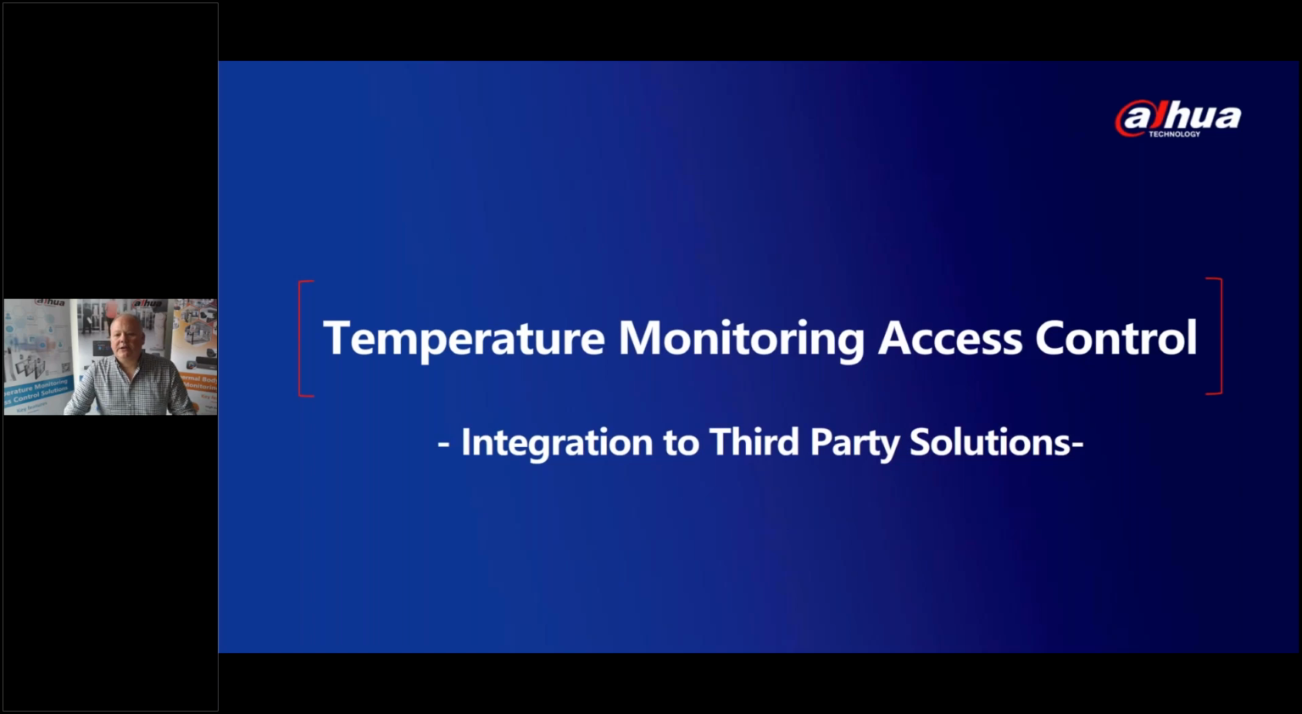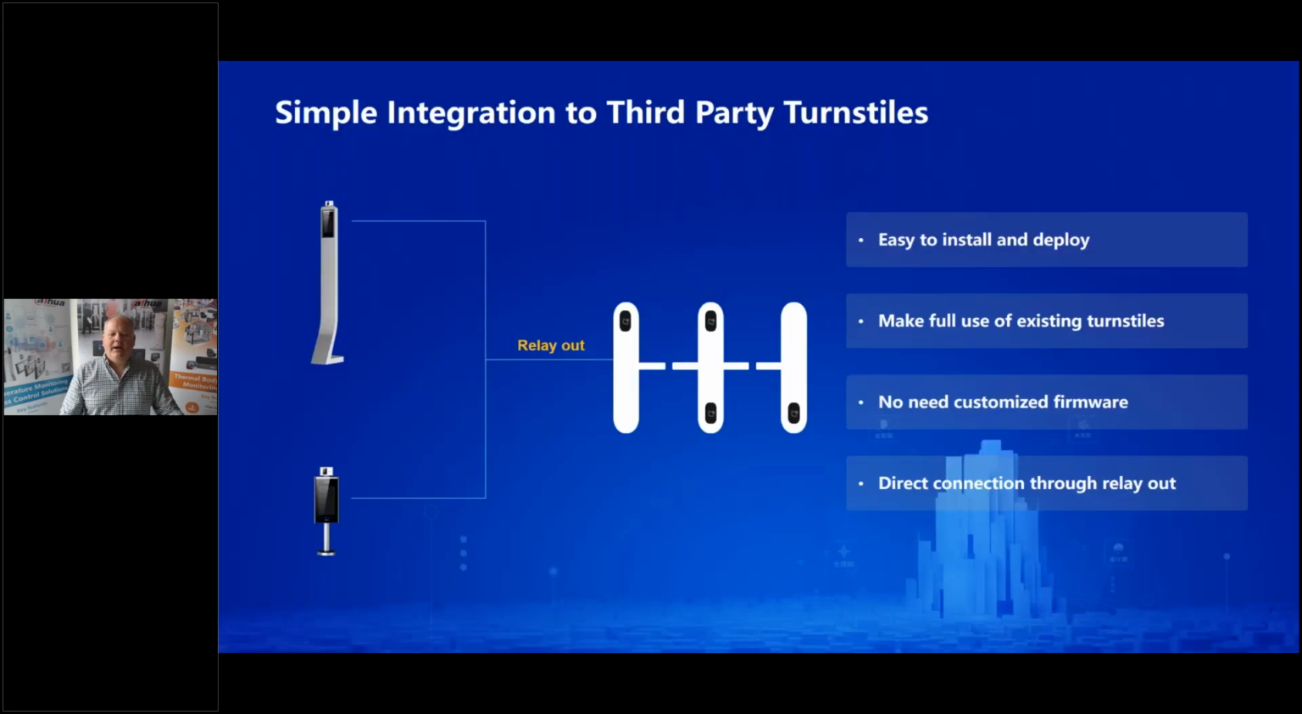But what about third party? Maybe this is a retrofit. Maybe you're using TMAC as perhaps a way of integrating to multiple third party systems. So let's have a look at perhaps how you can do that. Probably the most simple way is using the relay output. So all of our TMAC solutions have a relay output. So this is a normally open, normally closed relay output that can be used to trigger third party turnstiles or speed gates. So this is incredibly easy to install and deploy.